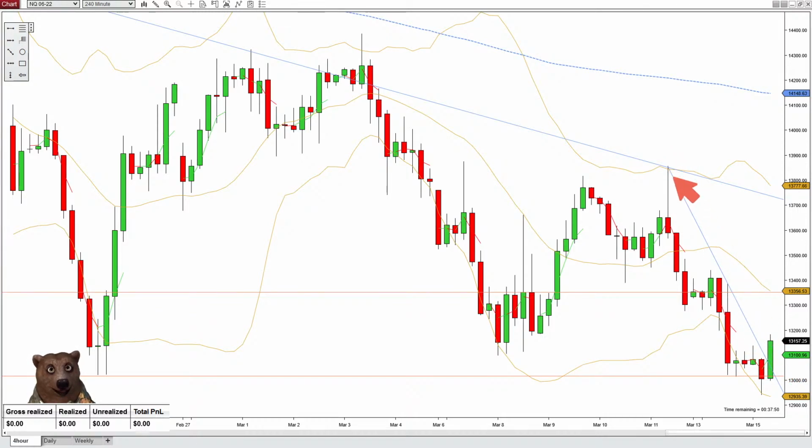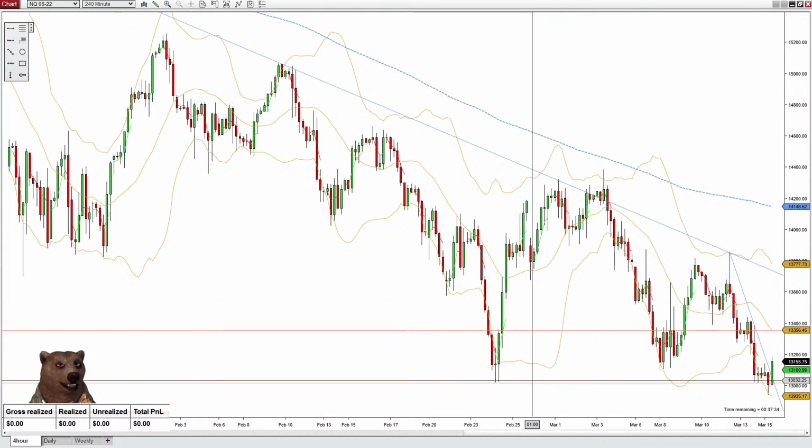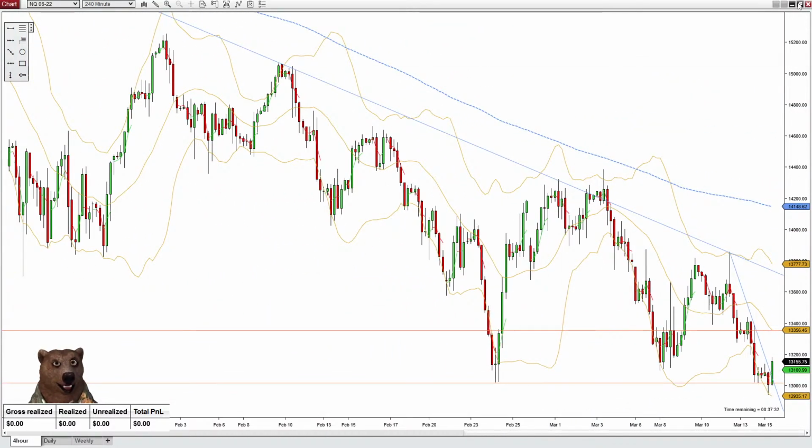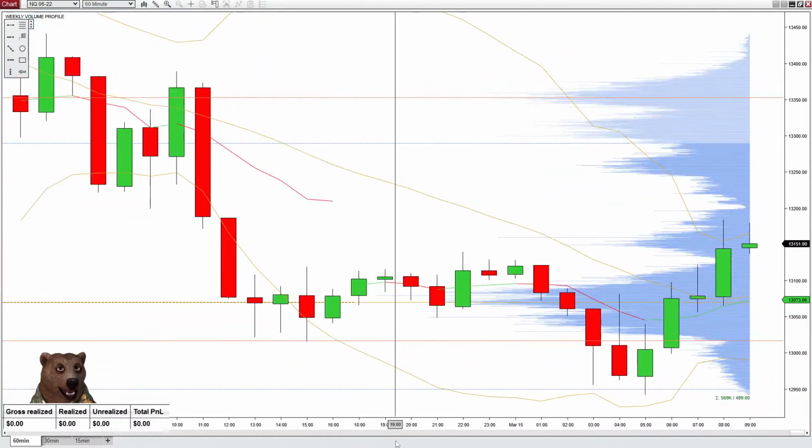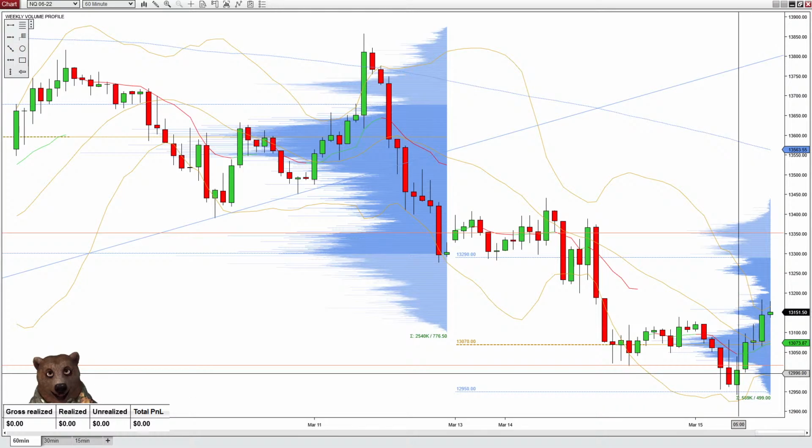It kind of broke out of this two-legged pullback here, two-legged move. ABCD pattern, A, B, C, D, that completed, and doing a little bit of a pullback. Still though, in that overall bearish downtrend, we broke through that key level. So on the hourly, this is really what caught my eye, is we broke through that key level down there.